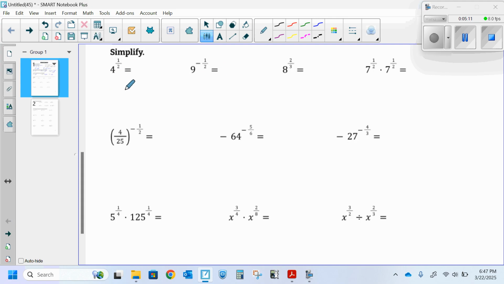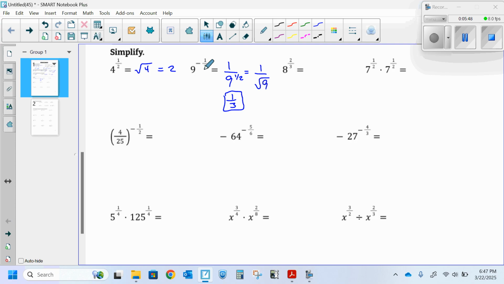Okay, so 4 to the 1/2 power is the same thing as the square root of 4, which is 2. Here we have 9 to the negative 1/2 power. Now, negative exponents bring us to a different property of exponents. Remember what you do with negative exponents: you drop the base to the bottom of a fraction. So this will be 1 over 9, and your exponent becomes positive. That is 1 over the square root of 9, which is 1/3.